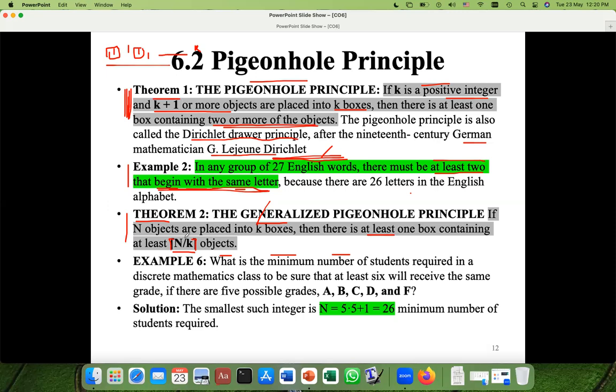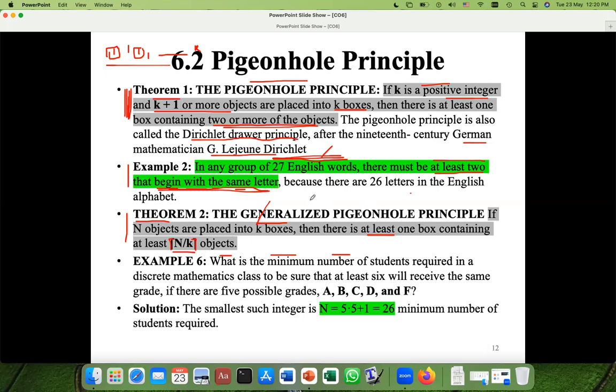So n is 21 divided by k, and k is 5. So 21 divided by 5, you will have 4.2 something as the answer. But what will this ceiling function give you? If you have the answer 4.2, the ceiling will give you 5. Now you can understand what this statement is saying.